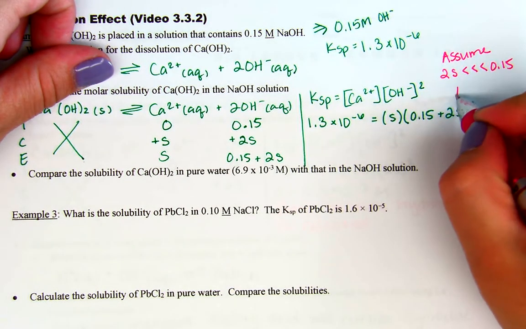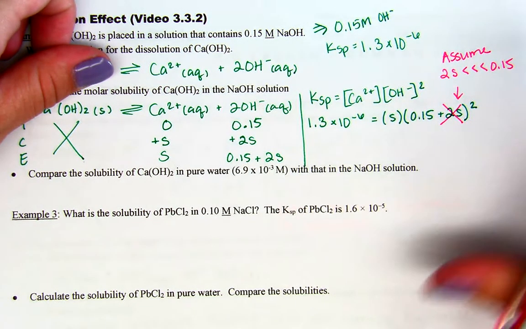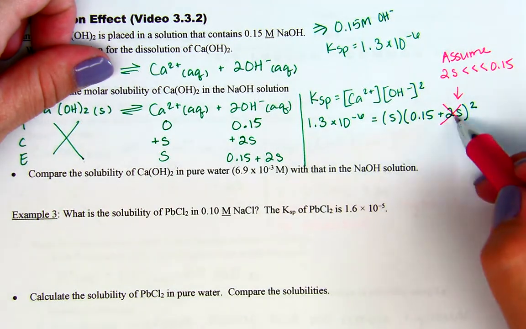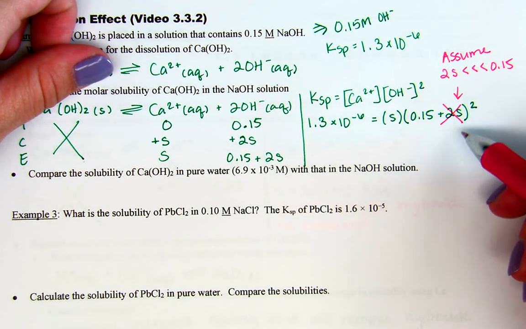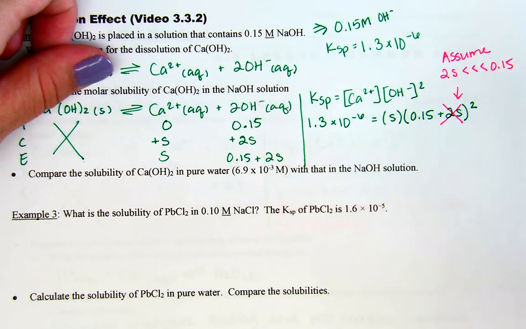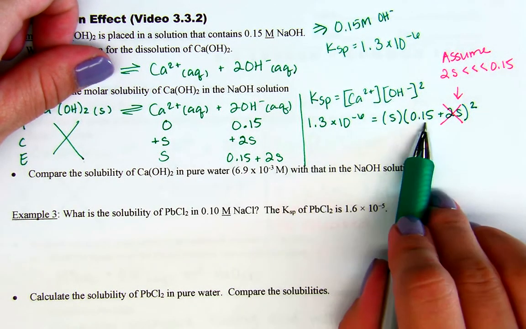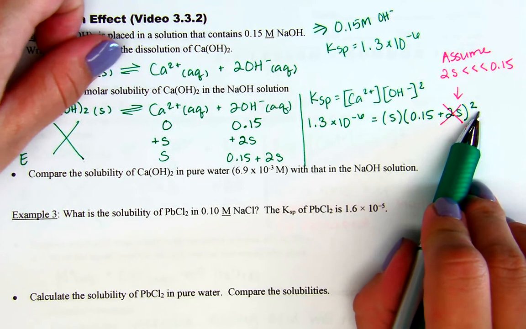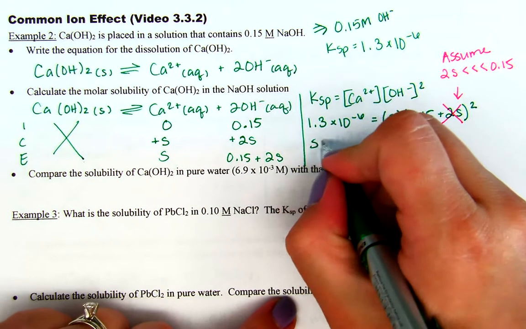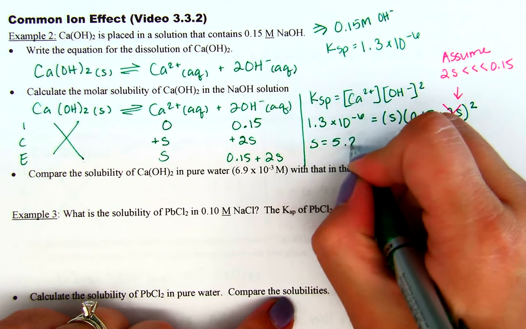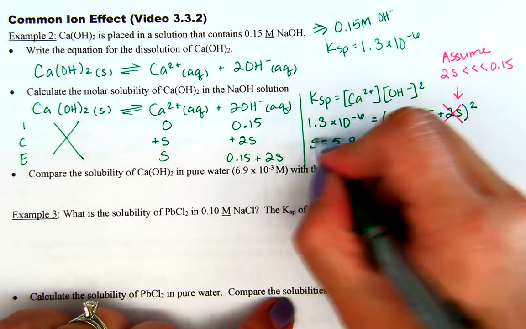Because of that, we can cross off the 2S and pretend it's not even there, because after you take into account sig figs, you're going to get the same answer anyway. You're just going to go through a whole lot more math. With that assumption, all you have to do is take the 0.15 squared. You don't have to take into account that plus 2S anymore. You can easily solve for S and get 5.8 times 10 to the negative 5 molar as your solubility.